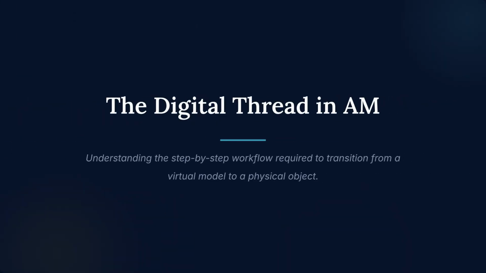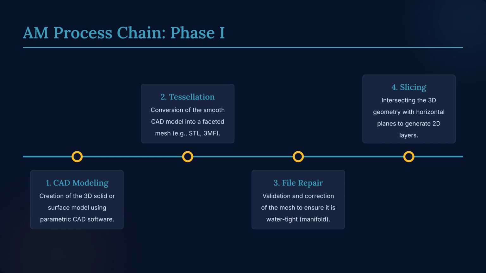The digital thread in additive manufacturing represents the complete, step-by-step workflow required to transition from an initial virtual model to a tangible physical object. Phase 1 of the AM process chain begins with CAD modeling to create a 3D design. This model then undergoes tessellation, file repair to ensure it is manifold, and finally, slicing into 2D layers.